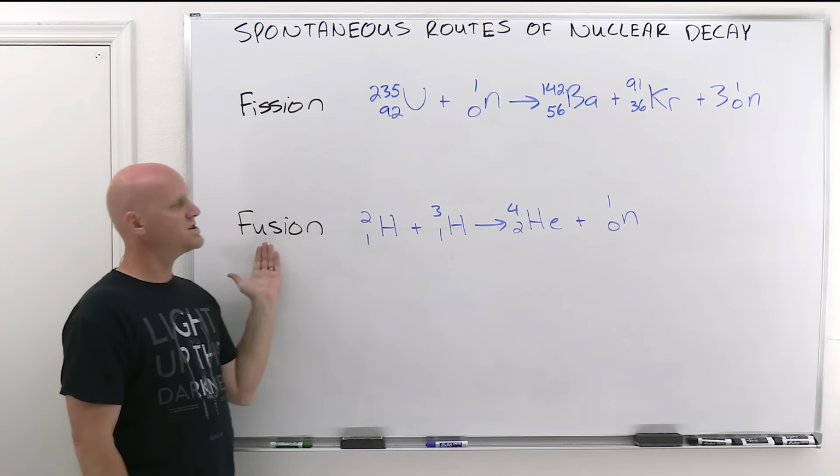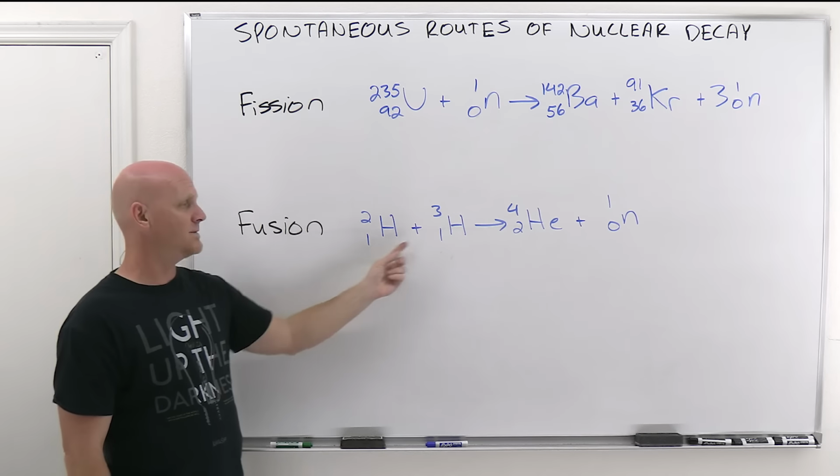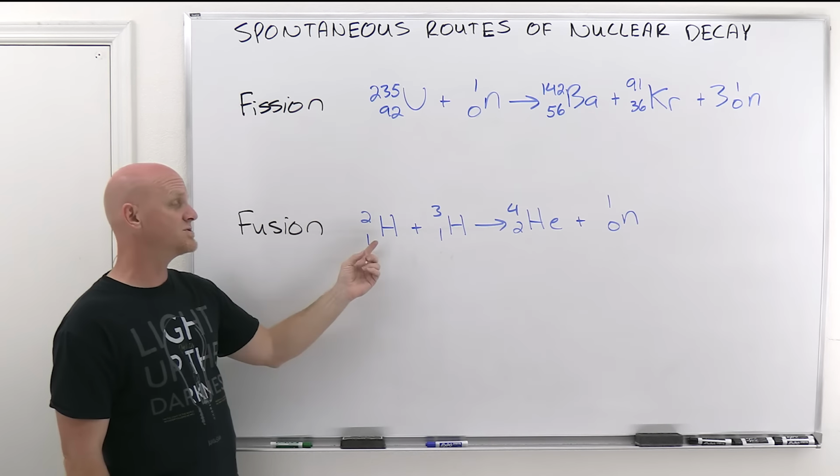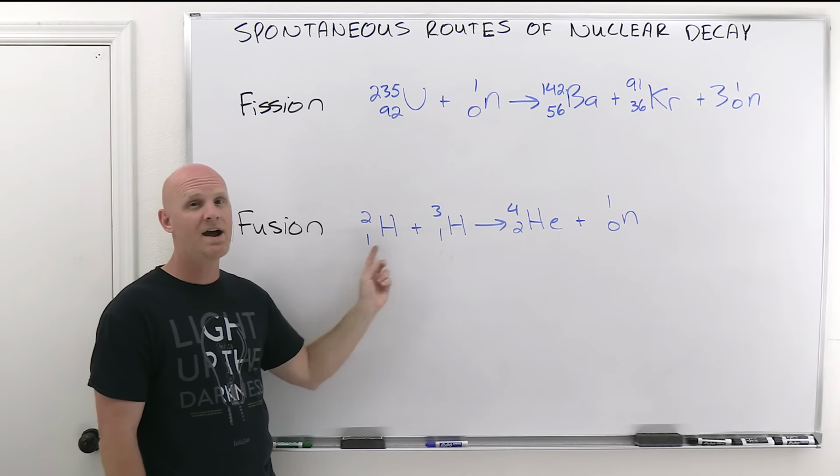Now, nuclear fusion, on the other hand, involves light elements. Like in this case, I've got an example with deuterium and tritium, which are both heavy forms of hydrogen.